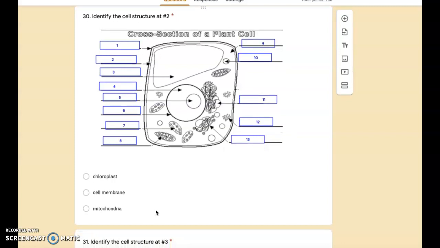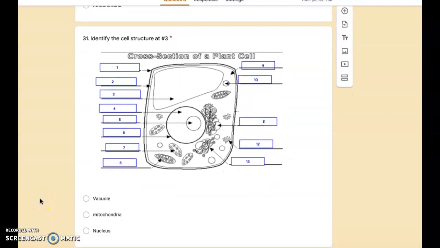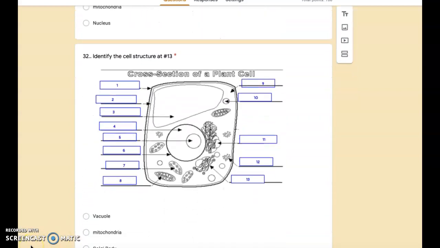Number 30. Identify the cell structure at number 2. So it's over here at the top left. It's the inner layer of the plant cell. Is this the chloroplast, the cell membrane, or the mitochondria? Number 31. Identify the cell structure at number 3. Again, this is on the left side. It's this large sac. Is that a vacuole, a mitochondria, or a nucleus?